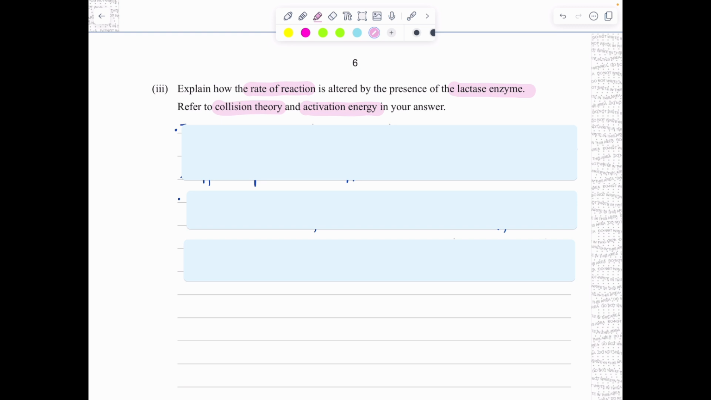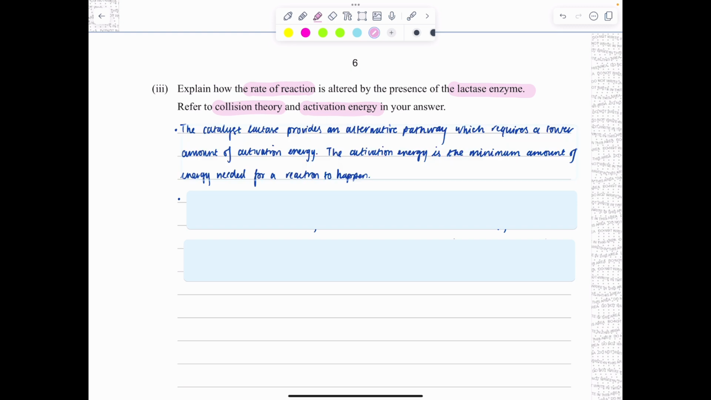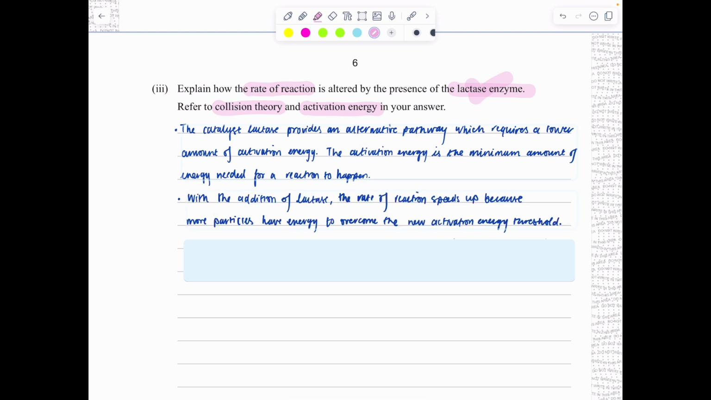Let's first of all talk about the lactase enzyme as a catalyst. The catalyst lactase provides an alternative pathway which requires a lower amount of activation energy. The activation energy is the minimum amount of energy needed for the reaction to happen. So I've talked about the lactase enzyme in context of it acting as a catalyst. Next thing that we need to talk about.